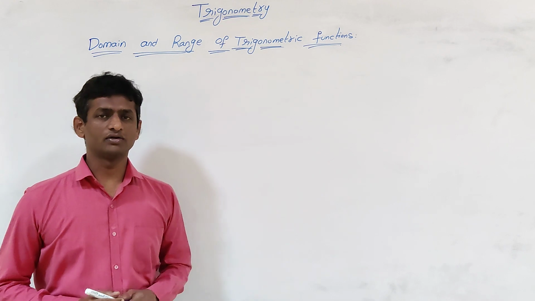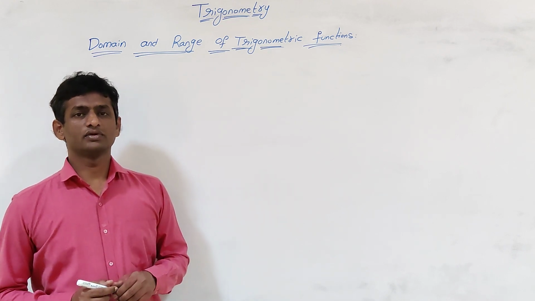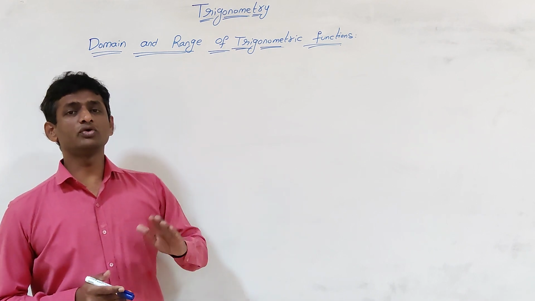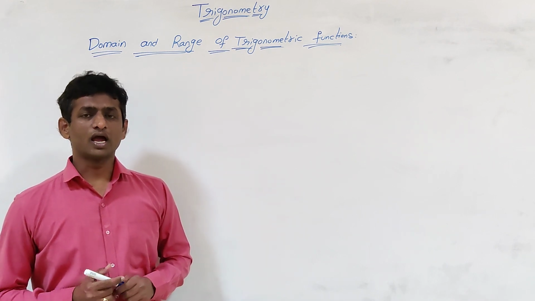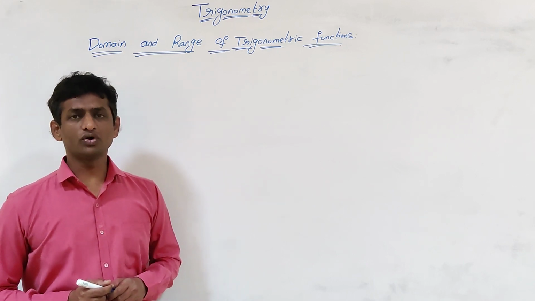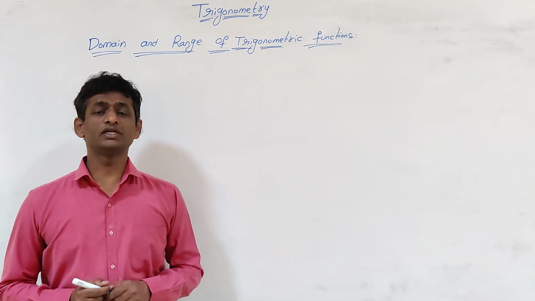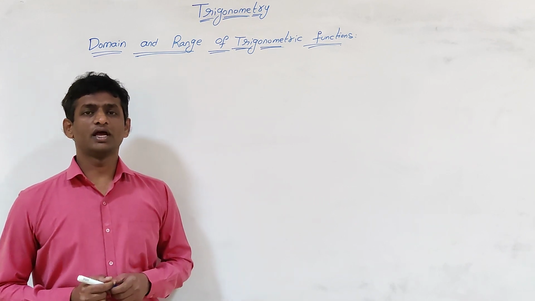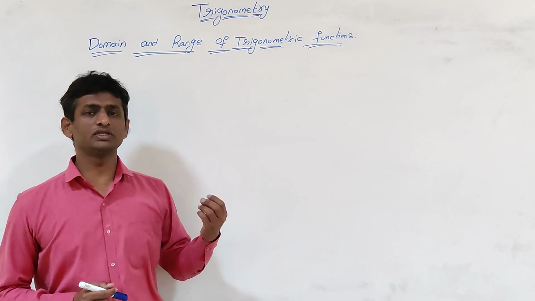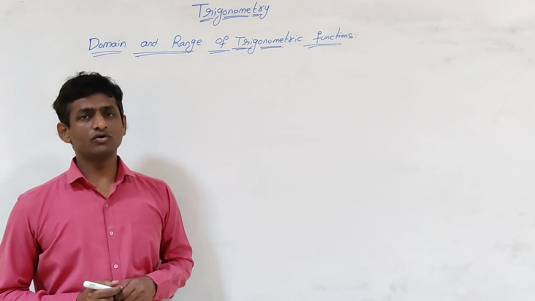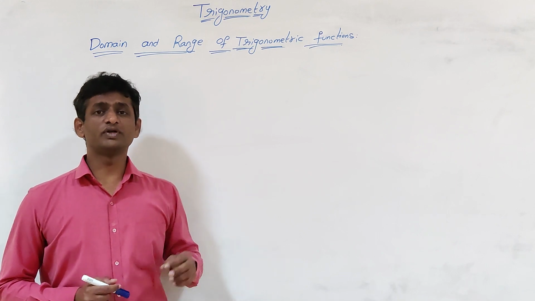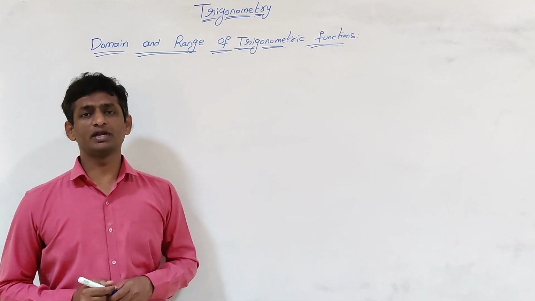And what is theta? Theta, with respect to the initial ray and terminal ray, may be rotated in the anti-clockwise direction or clockwise direction. If it rotates in the anti-clockwise direction, it gives the positive angle, and if it rotates in the clockwise direction, it gives the negative angle, as we have seen in the earlier classes. So now we'll see the domain and range with respect to the graphs of each trigonometric function.